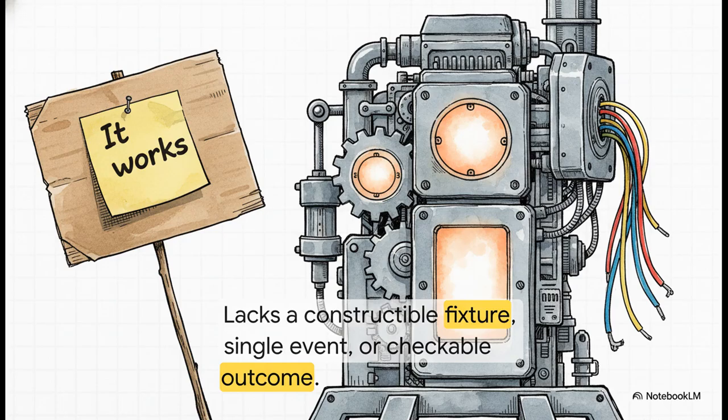Pitfall number 2 is a total trap. Writing acceptance criteria that basically just says, hey, it works. Sure, it has the shape of given when then, but it has none of the forcing properties. It completely lacks a constructible fixture, a single timestamped event, or an outcome that an automated script can actually check. It's totally useless to a developer.